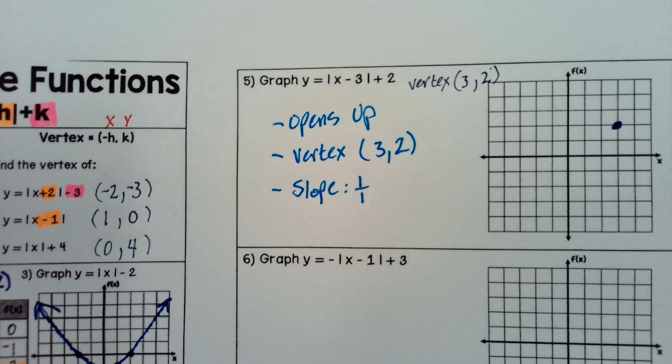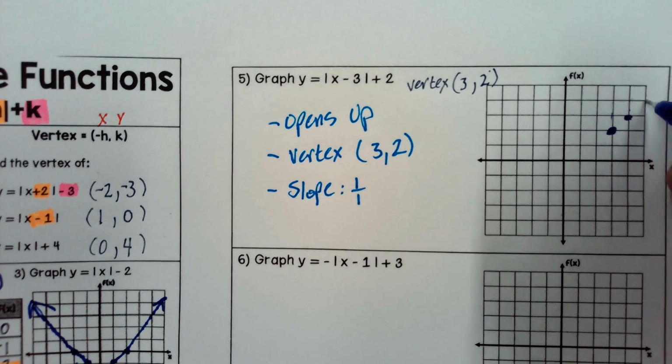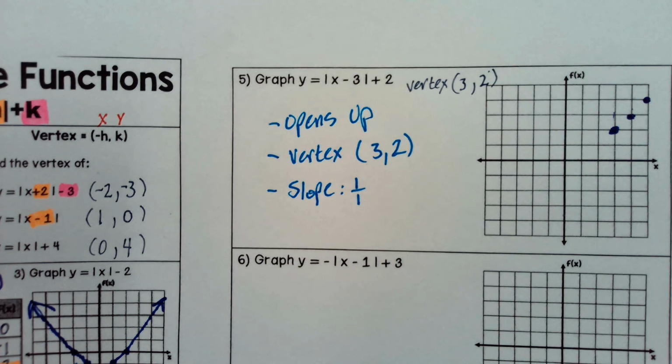Now, is it going to be shaped upwards like this or downwards? Up. So go from here, use the slope to find another point. Up 1 to the right 1. So from here we go up 1 over 1, up 1 over 1. There's some points for this.